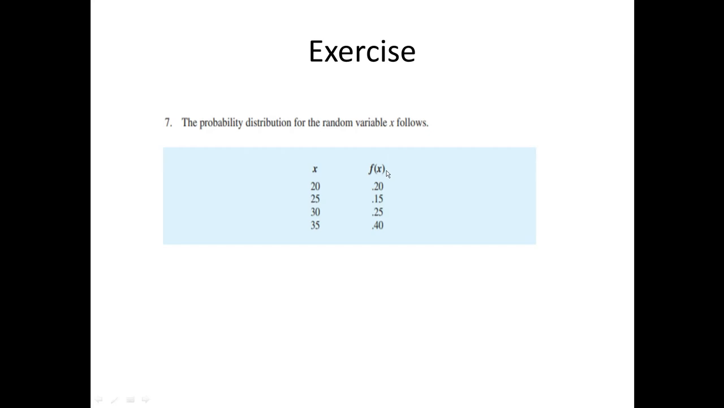So here you have an f of x, and f of x is 0.2 where x is 20. It is 0.15 when x is 25. It is 0.25 when x is 30, and it is 0.4 when x is 35. So do you think that this is actually a uniform probability distribution? This is actually from the book, so the answer is at the end of the book. This is homework for you that you can go and figure out.